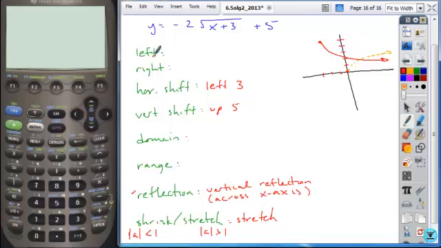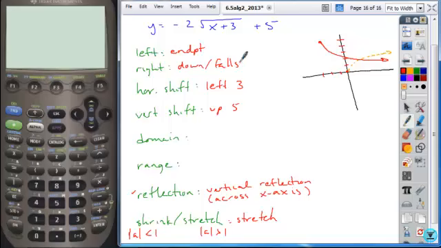Okay, but let's identify. What's our left behavior of the graph now? Does it go up, down, or is it an endpoint? The leftmost behavior is an endpoint. What about the right behavior? Does it go up, down, or is it an endpoint? It goes down and to the right, so it falls.